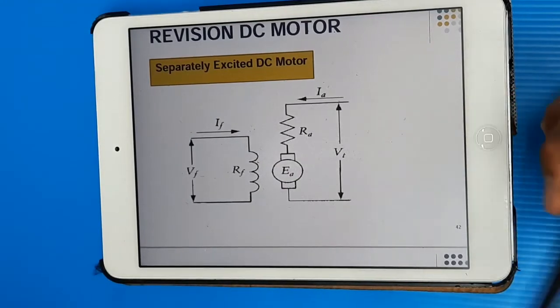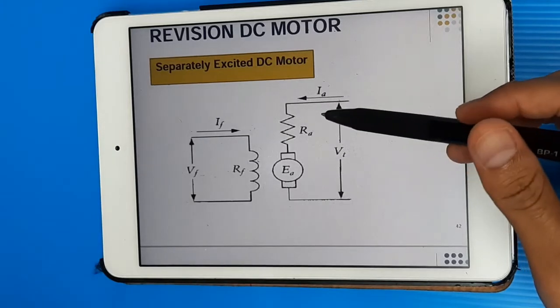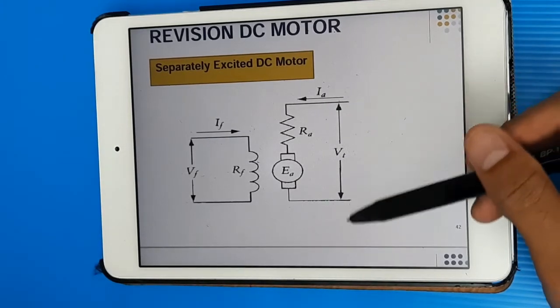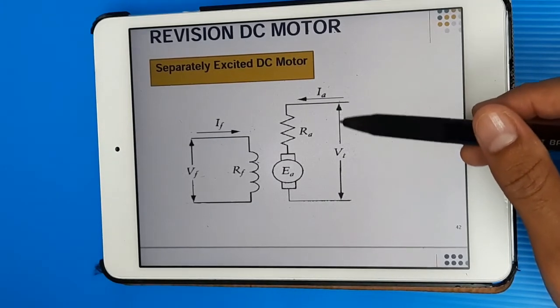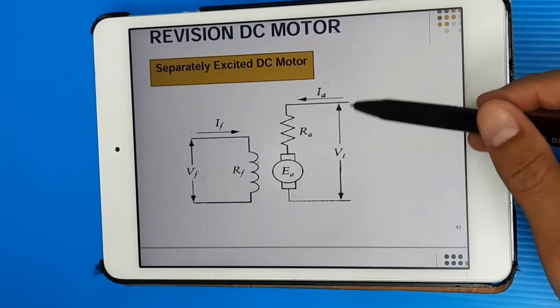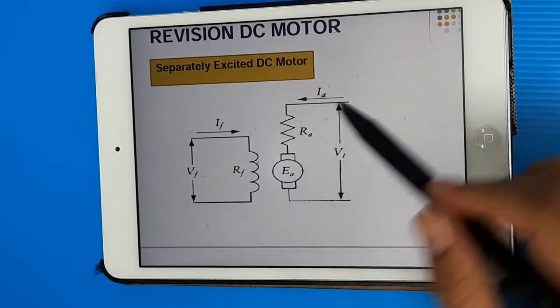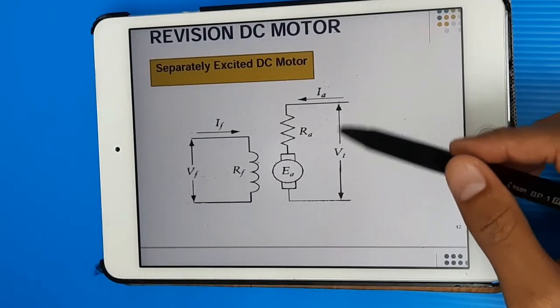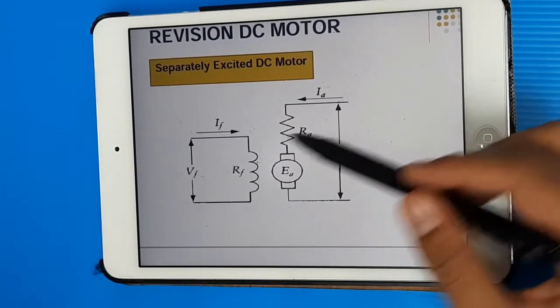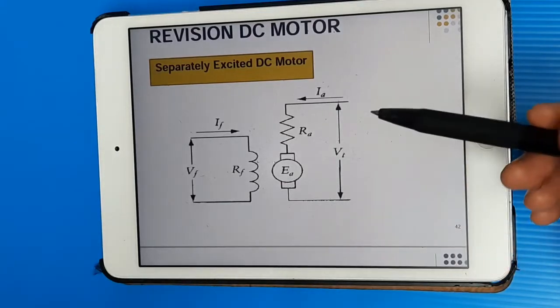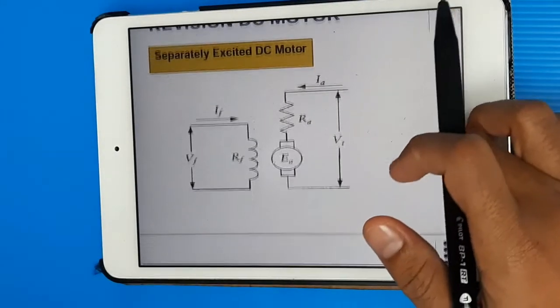For a separately excited DC motor, it uses two different sources. This is VT, and this is VF, the field voltage. They can be the same value, or they can be different values for VT and VF.